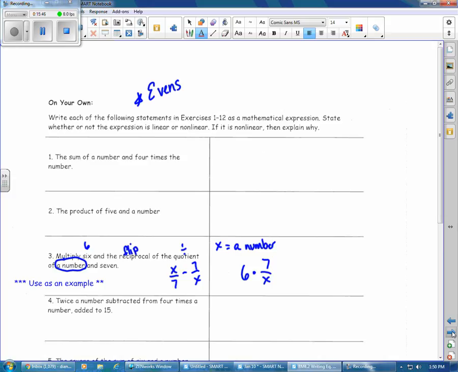You might be tempted to say that this is linear because I don't see any exponents here. However, remember, going back to our work in exponents, if we have a variable in the denominator, it could be rewritten as 6 times 7 times x to the negative 1 power. And now all of a sudden we have an exponent that is not 0 or 1. So this is nonlinear.